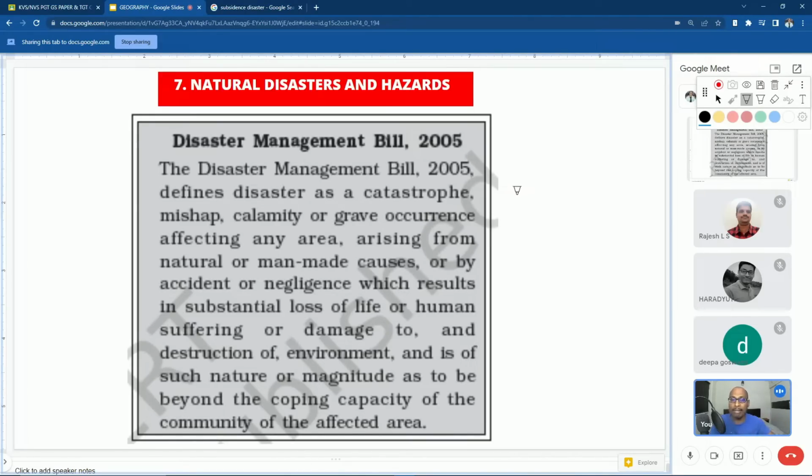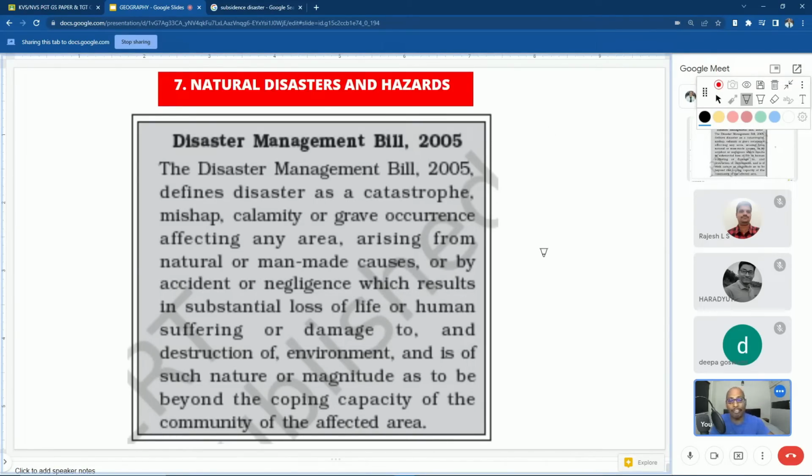So the Disaster Management Bill, which was passed in 2005, defines a disaster. What is a disaster, what is a calamity, all those things are part of the bill, and they will decide that this is a natural calamity, so the government should fund that particular area so that rehabilitation can be provided to the people and infrastructure can be built. The Disaster Management Bill 2005 defines disaster as a catastrophe, mishap, calamity or a grave occurrence affecting any area, arising from natural or man-made causes or by accidents or negligence, which results in substantial loss of life or human suffering or damage to and destruction of environment, and is of such nature or magnitude as to be beyond the coping capacity of the community of the affected area.